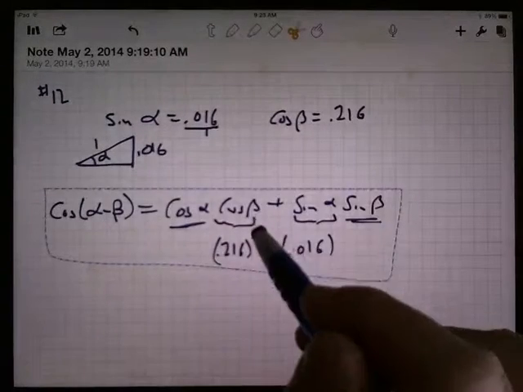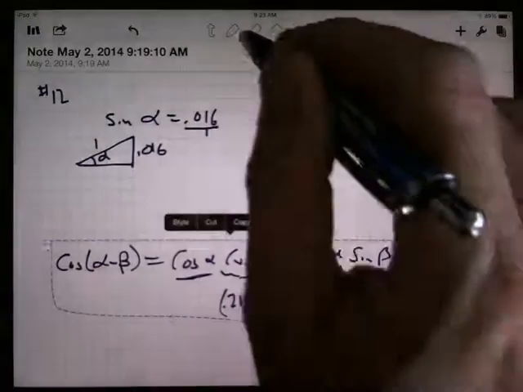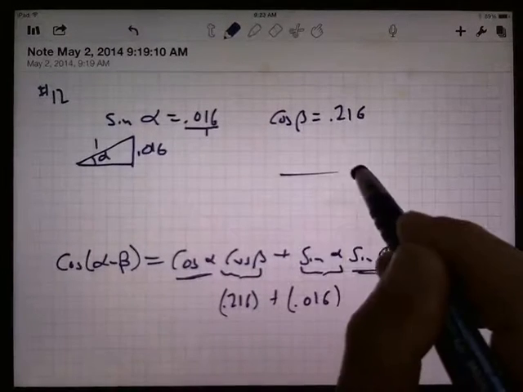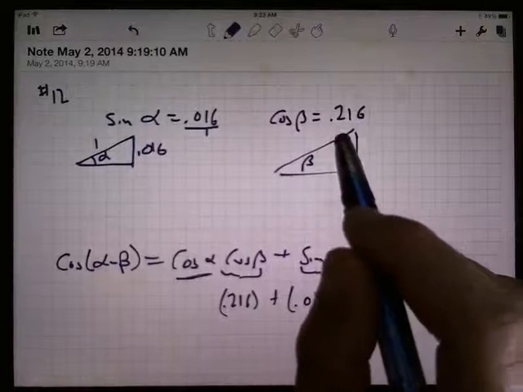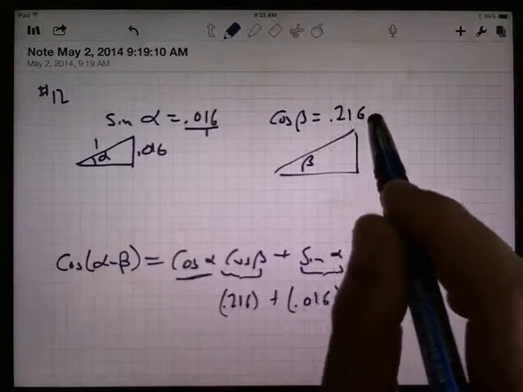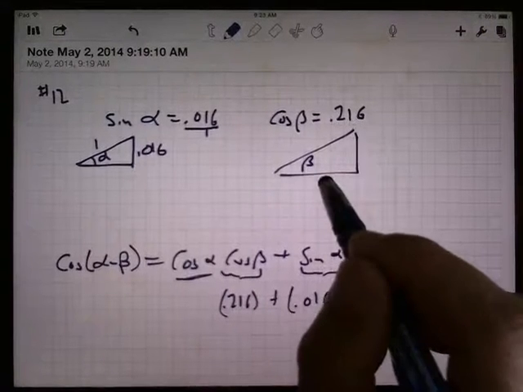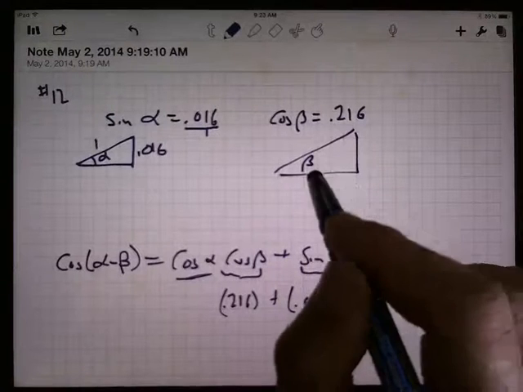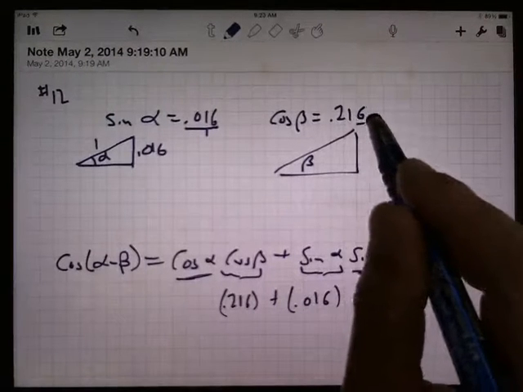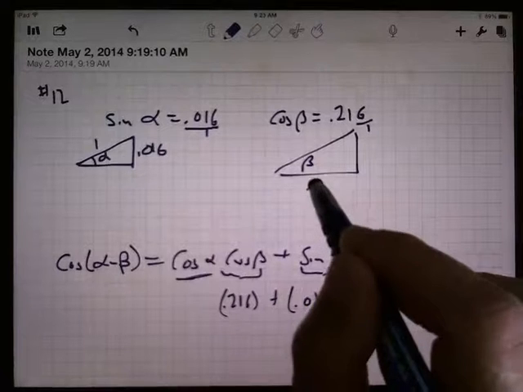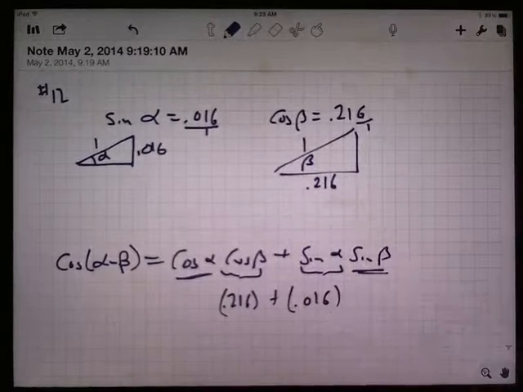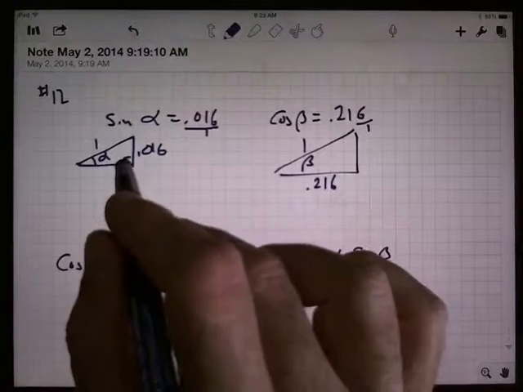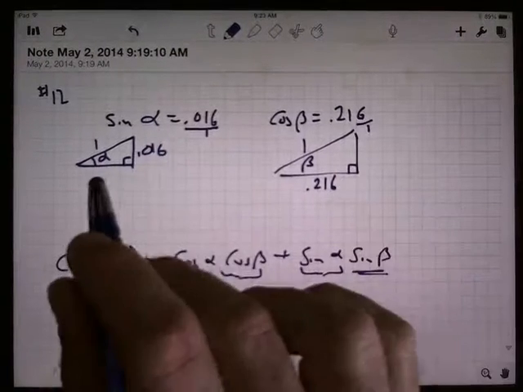Likewise for this one right here, the angle is beta, and they're telling me that the cosine is 0.216. Again, I think of cosine as adjacent over hypotenuse. So again, thinking of this as divided by 1, I make it 0.216 on the adjacent side, and a 1 there. Now I can use Pythagoras to get the other side for both of these.